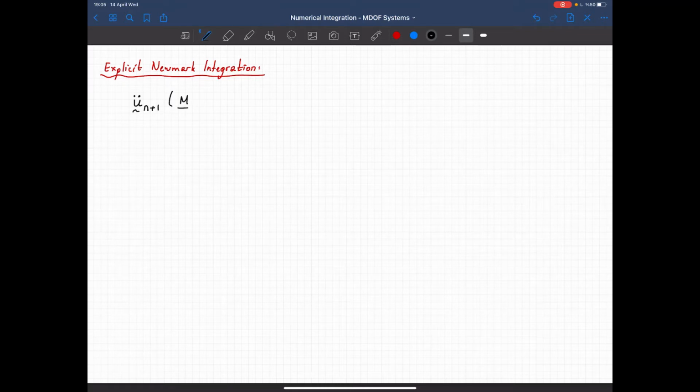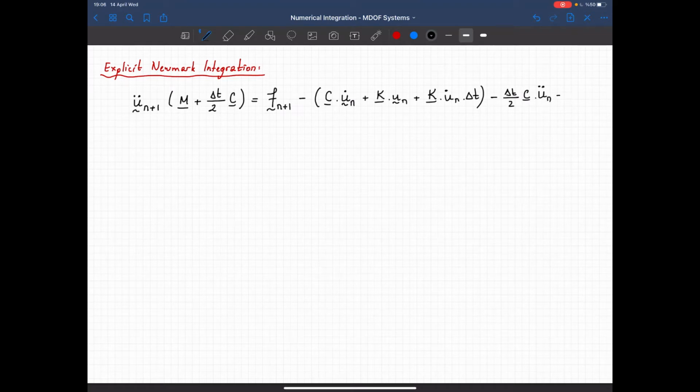equal to mass matrix plus delta t over 2 damping matrix is equal to the force vector for the n plus 1 time step minus damping matrix multiplied by the nodal velocities plus the stiffness matrix multiplied by the nodal displacements plus again the stiffness matrix multiplied by nodal velocities times delta t and minus delta t over 2 damping matrix times the acceleration plus delta t squared over 2 stiffness matrix times the acceleration, and this is in parentheses.